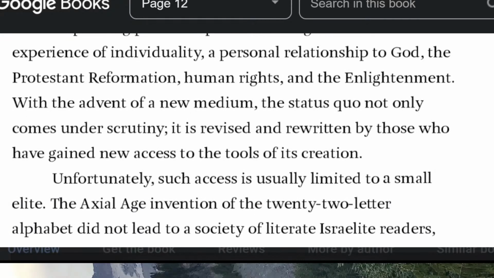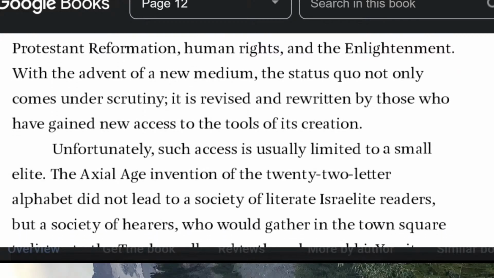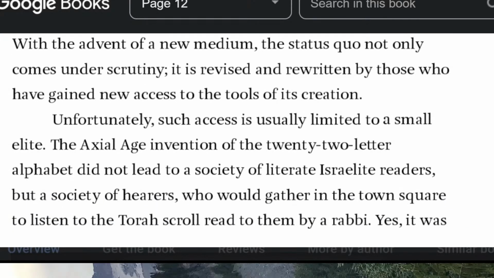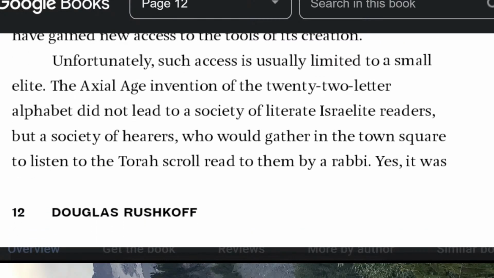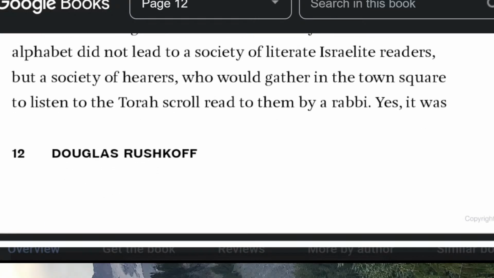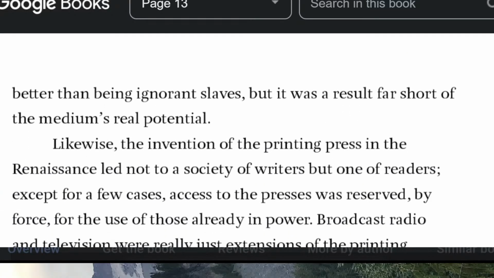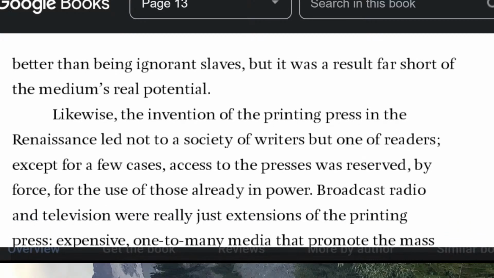With the advent of the new medium, the status quo not only comes under scrutiny, it is revised and rewritten for those who have gained new access to the tools of its creation. Unfortunately, such access is actually limited to a small elite. The axial age invention of the 22-letter alphabet did not lead to a society of literate Israelite readers, but a society of hearers who would gather in the town square and listen to the Torah scroll read to them by a rabbi. Yes, it was better than being ignorant slaves, but it was a result far short of the medium's real potential.